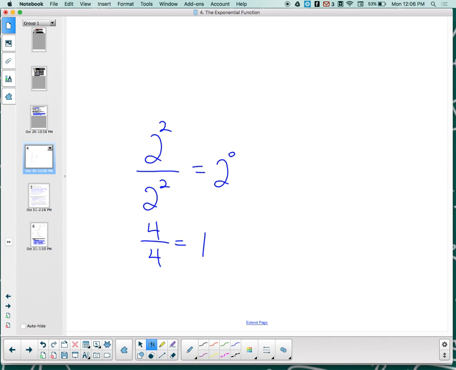Anytime you divide a number by itself, the answer is 1. But our exponent rule tells us that that ends up being an exponent of 0. So that's where our logic comes in and says, okay, that means anything to the 0 must equal 1.